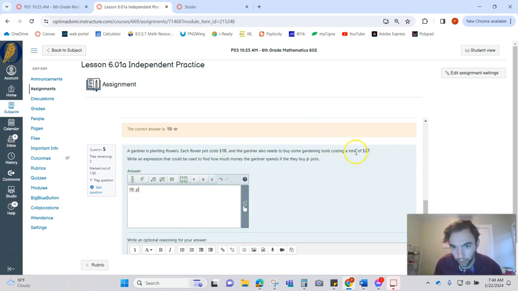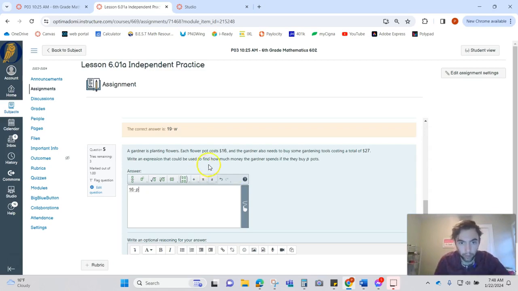Okay, now let's look at this other number. So we buy some amount of flower pots, don't know how many, and then the gardener also needs to buy gardening tools costing a total of $27. There's no word "each" in here, so I'm not multiplying. It kind of seems like I'm buying a whole bunch of pots, and then I buy just some other stuff that costs 27. Write an expression, but like, is buying plussing or is it minusing?